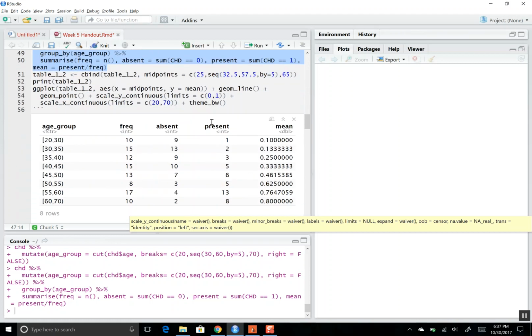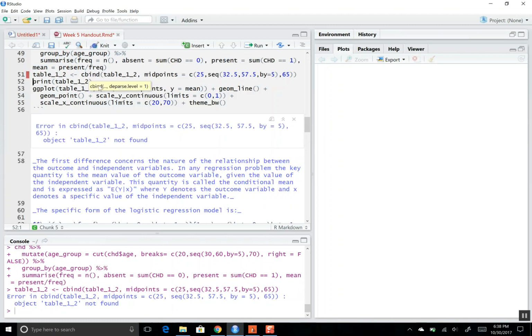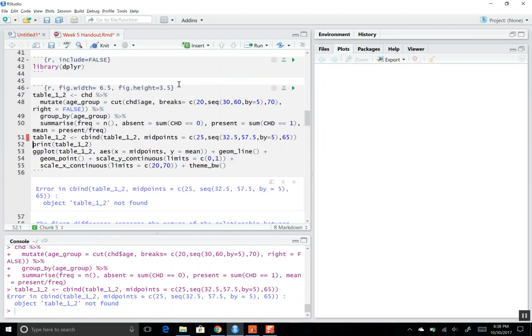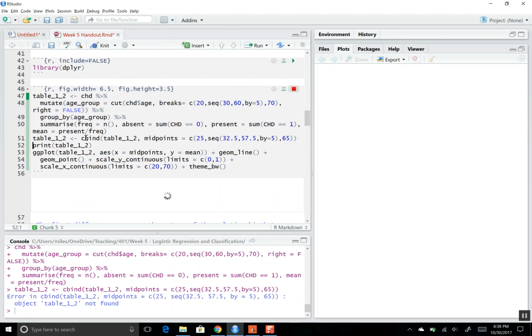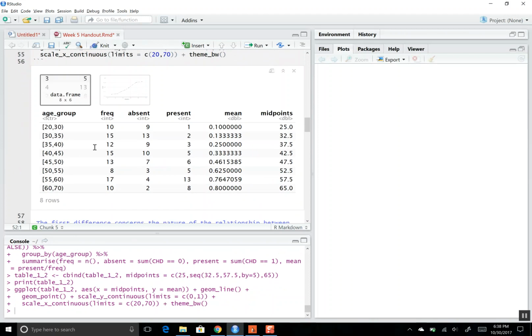Okay, so this is what we have. And then to graph this, I'm going to create another column called midpoints, which is going to be the midpoints of these breaks. So this will be at 25, 32 and a half, 37 and a half, until we get to 57 and a half, and then at 65. The resulting table has these means and these midpoints to plot.